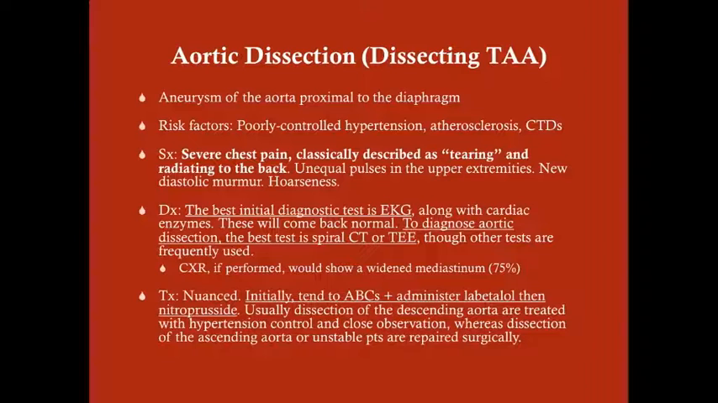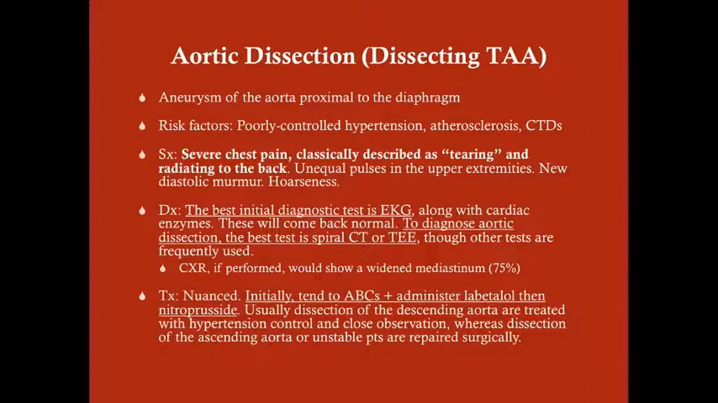Diagnosis. Best initial diagnostic test is an EKG. Why? That's not going to help you diagnose aortic dissection, but when you have a patient with chest pain, the first thing we always have to do is rule out an MI. So we're going to get an EKG. We're going to look for any kind of ST elevation or ST depression, any kind of abnormalities there.